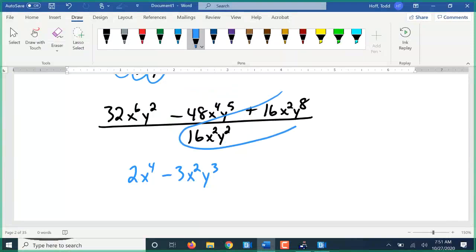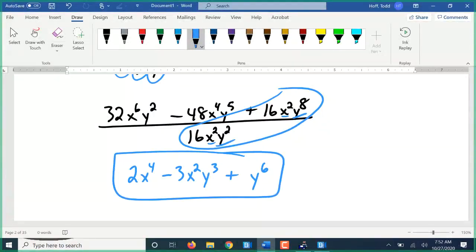Then we move to the 16x squared y to the 8th divided by 16x squared y squared. 16 divided by 16 is 1. It's positive, so I'm going to put a plus in front of it. Now we might not need that one there, but I'm putting it in for now just in case. X squared divided by x squared cancels out. Y to the 8th divided by y squared, 8 minus 2 is 6. That's y to the 6th. So we don't need that one there. 1 y to the 6th is the same as just y to the 6th. If you had the one there, it would not be wrong. It's just extra information.